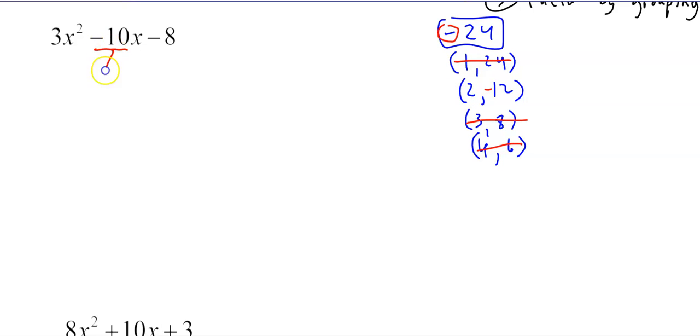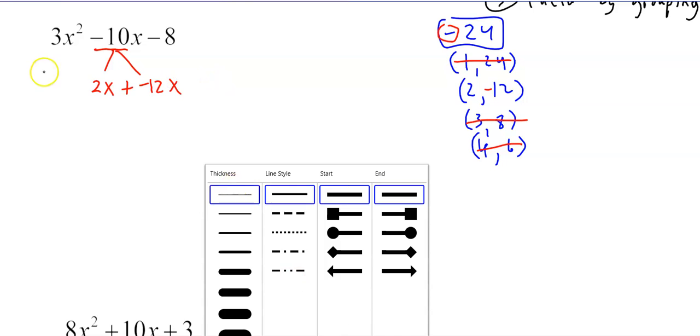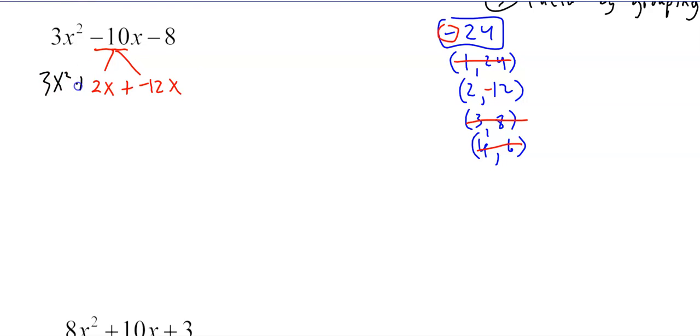So I'm going to take those 2 factors and split up that middle term. So this would be 2x plus negative 12x. And the other 2 numbers there, 3x squared and minus 8 are still there.